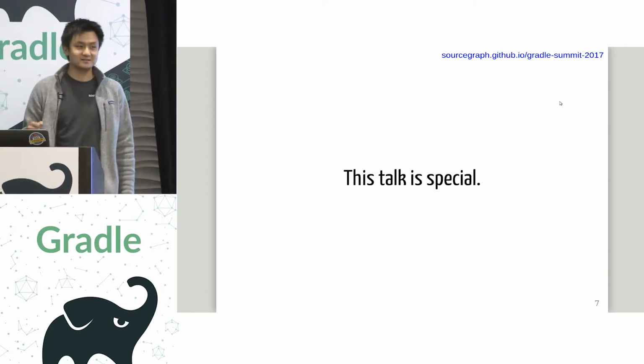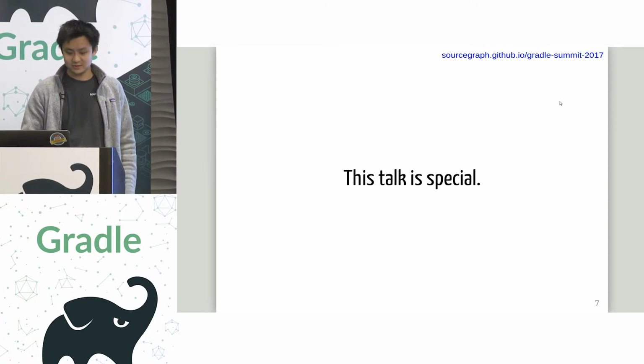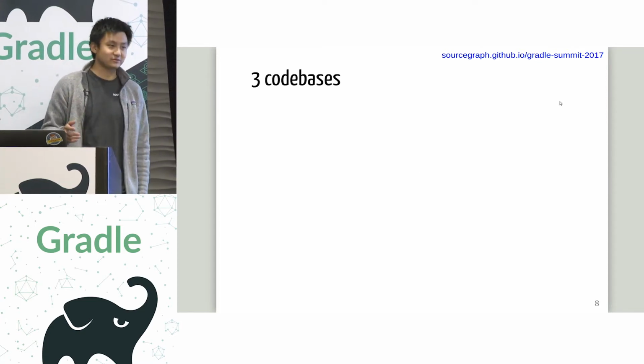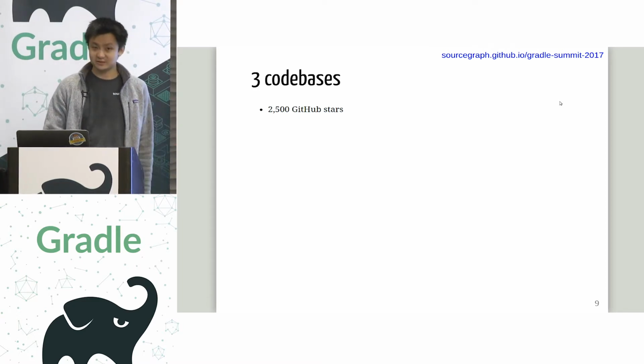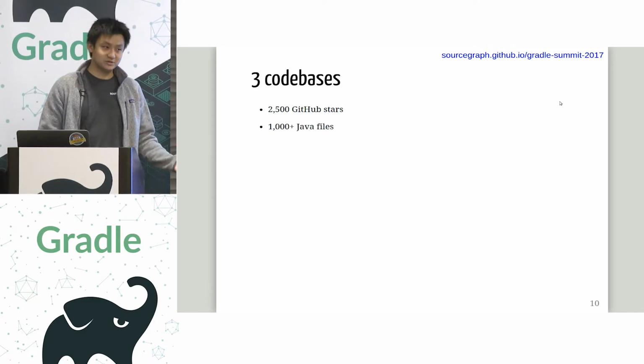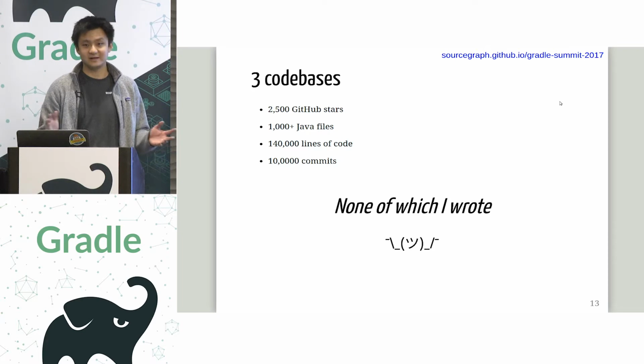This talk, on the other hand, is going to be about code that I had absolutely nothing to do with. I was not the author. I've never committed to any of these code bases, so it's going to be a fun ride. So we're going to cover 3 code bases. Cumulatively, they total over 2,500 GitHub stars, 1,000 plus Java files, 140,000 lines of code, 10,000 commits, and again, I didn't write any of this code.